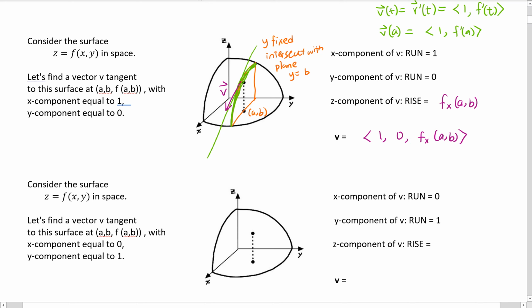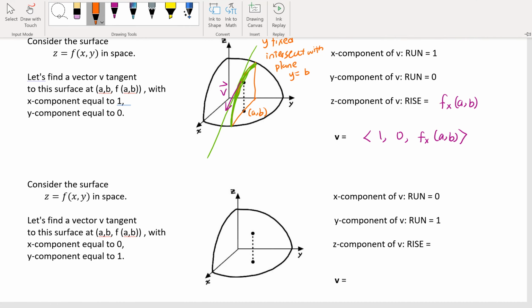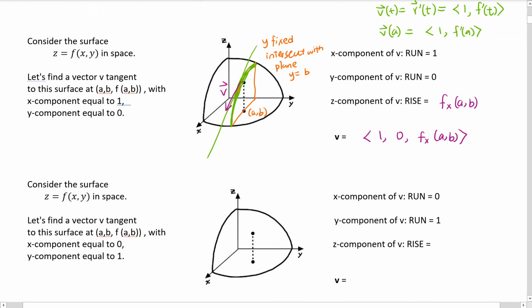Okay, how about the next picture? Well, in the next picture, we want to find a vector that's tangent to the surface at the point with x component equals 0. That means x is fixed. y varies. So we want to intersect with the plane.